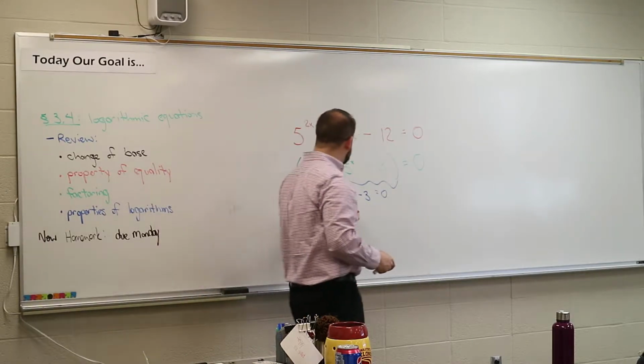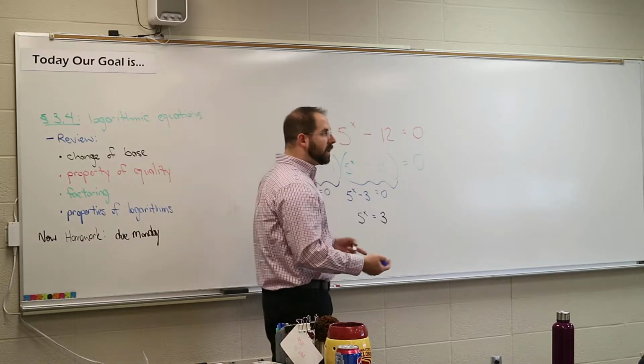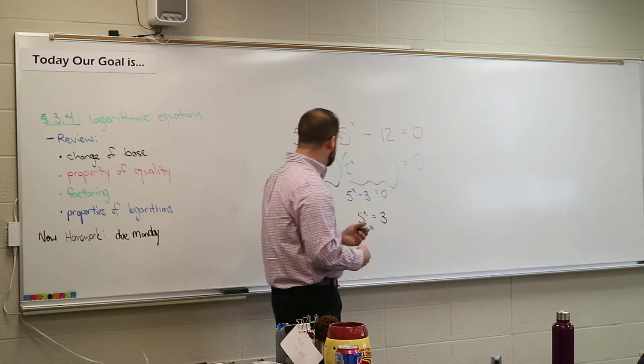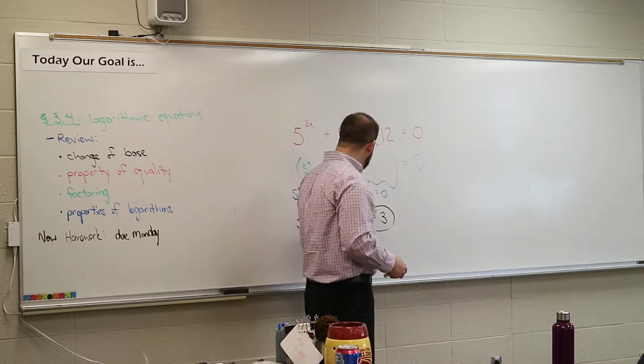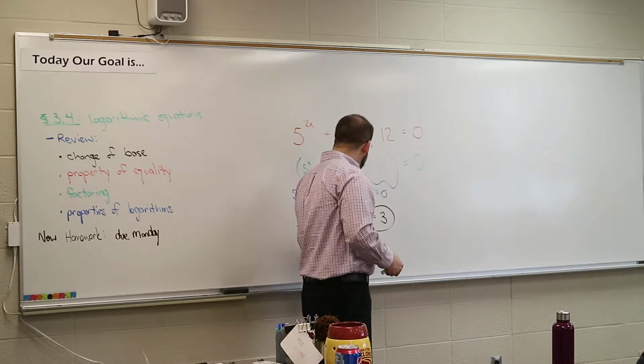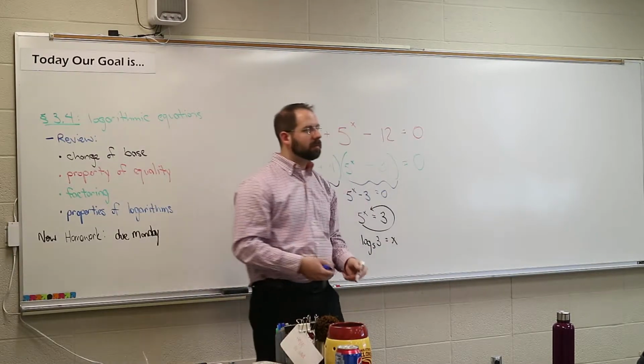But this one does, because if I move that 3 over, it becomes +3, and now we can change it back to a logarithm. I can't change the base like the last problem, so you do the little circle method. Log base 5 of 3 equals x, and that's my answer. That's how you do it.